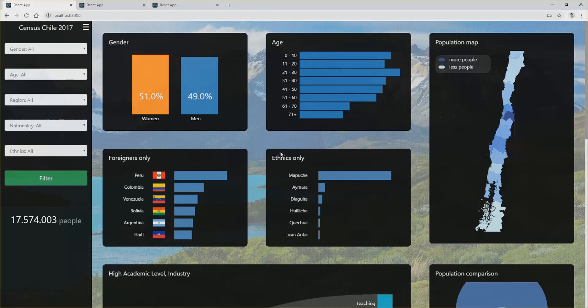In the chart foreigners, you can see that most of the people that were living or visiting Chile at that time came from Peru, Colombia, Venezuela, for example. But most of them come from Peru. At least 1% of the population at that time came from Peru. In this chart, people that consider themselves as part of an ethnical group affirm that they belong to this one mainly, Mapuche. Almost 1 million, almost 700,000 people consider themselves as Mapuche, that represent almost 10% of the population of the country.